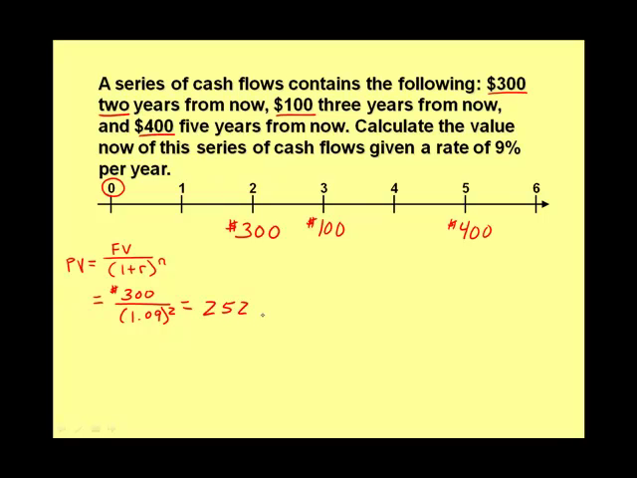So the present value of the 300 is $252 and about 50 cents. Don't do any rounding here. I'm just rounding to the nearest cent right now for sake of space.